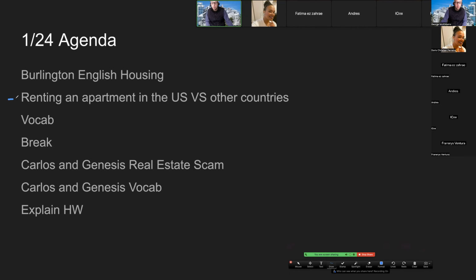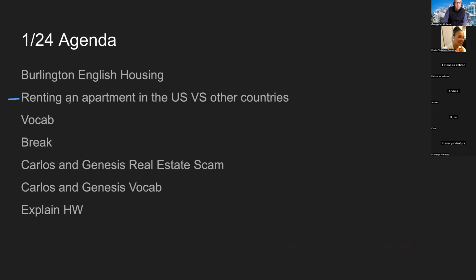And we're going to begin with a little conversation about renting an apartment in the US versus other countries. So everyone here presumably has rented an apartment in another country, and I'd like to hear about the similarities, differences between doing this outside of the US versus inside of the US and your experiences. Then we'll go over some vocabulary. And then we will start to use the Burlington English activity and take a break.